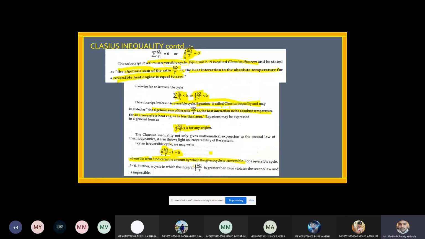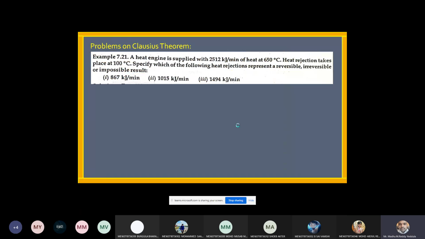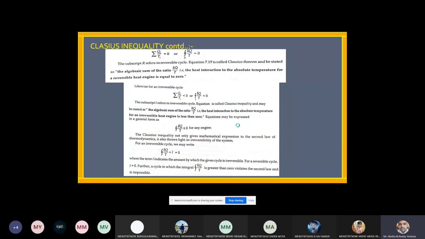Suppose for any engine, dou Q by T is greater than 0, it is violating the second law, nothing but Clausius. Therefore, it is highly impossible. So the only possibility is dou Q by T should be either less than 0 or equal to 0. That is the only possibility in case of the second law of thermodynamics. Okay. So with this, we will stop today.